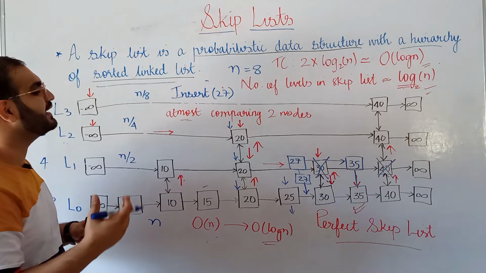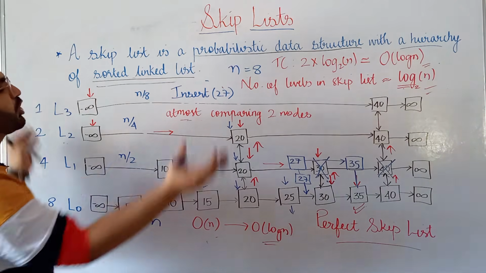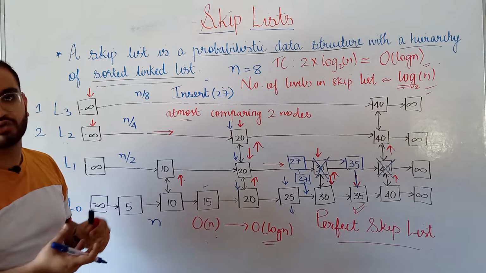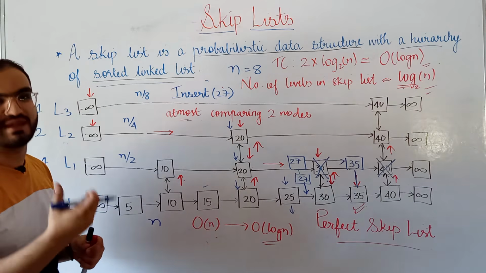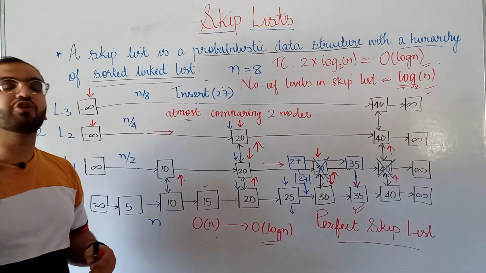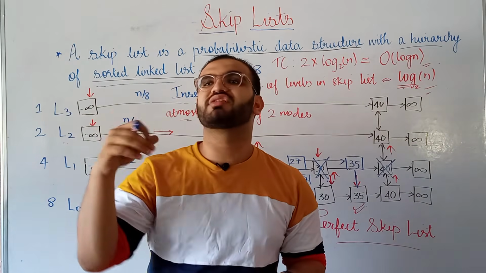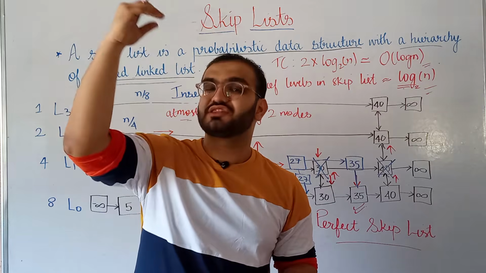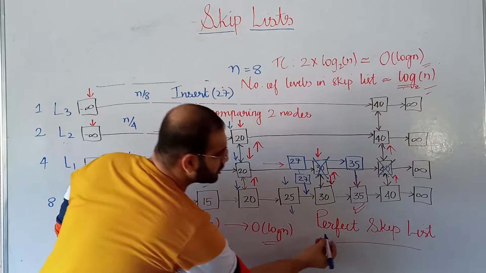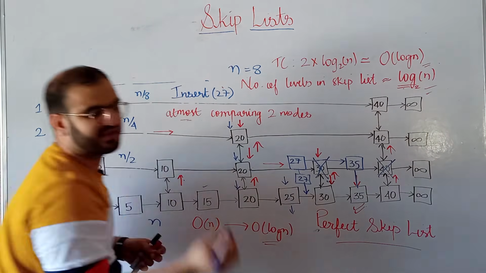So this will actually require changing a lot of nodes, or almost all the nodes, in case of a skip list. That is why we cannot follow the strategy of only promoting the alternate nodes at the next level or at just the top level. So this is one of the drawbacks of a perfect skip list.